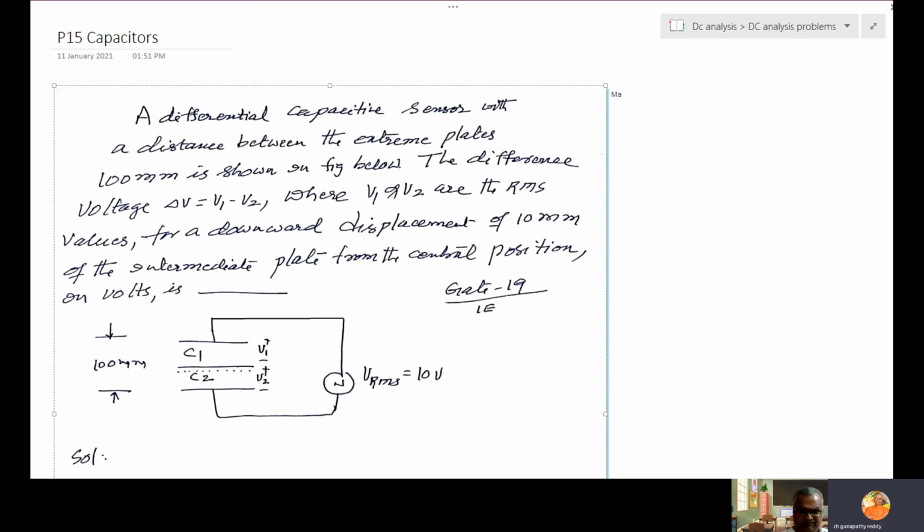100. First it is in the middle, so 50-50. When the middle plate moves down, the above gap becomes 60 and the below gap becomes 40, because that plate is moving down by 10 mm. So this is reduced to 40, and this is increased by 10, so 50 becomes 60. 60 plus 40 is 100. When this change takes place, what is delta V? That is what is asked.